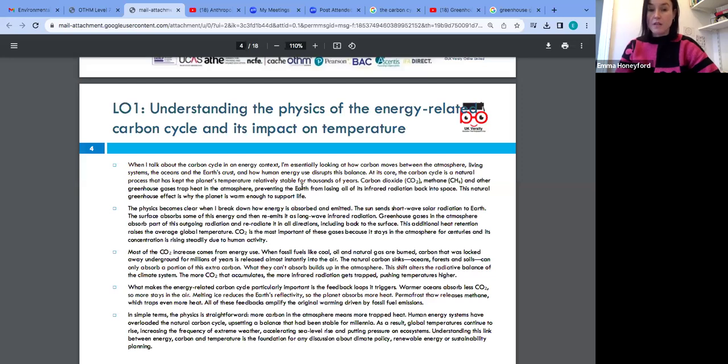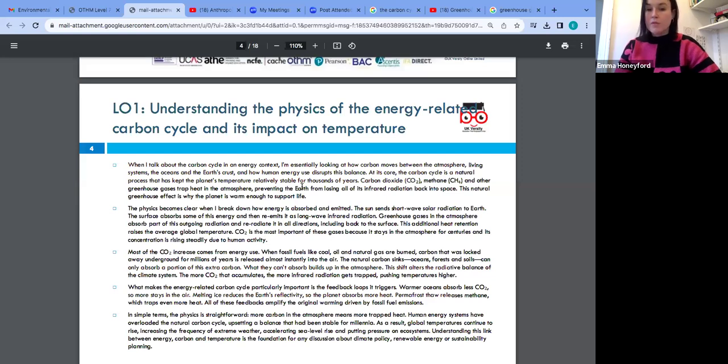CO2, carbon dioxide, is the most important of these greenhouse gases because it stays in the atmosphere for centuries, and its concentration is rising steadily due to human activity. So we know that carbon dioxide has always existed, we need it, but the problem is that due to human activity, the levels of carbon dioxide have accelerated, and it's caused the temperatures across the planet to rise excessively.